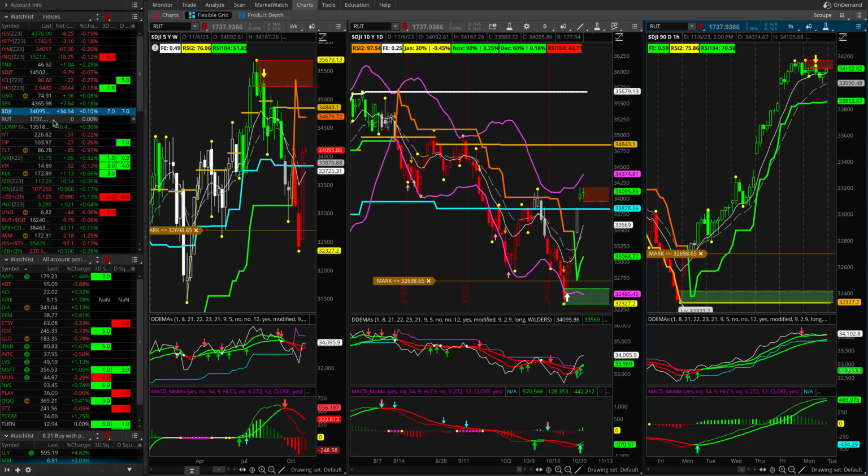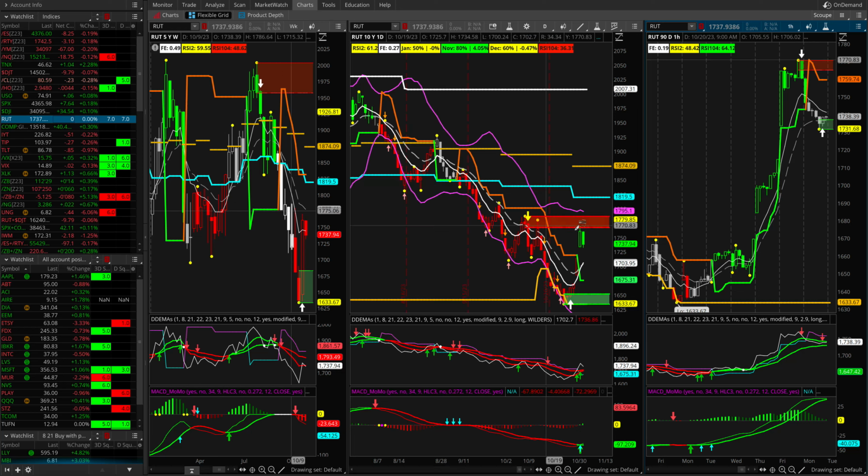The Russell is kind of already doing this pullback that I'm talking about. So it's already broken its trailing stop up here, and I would be looking for a move in the middle here somewhere.